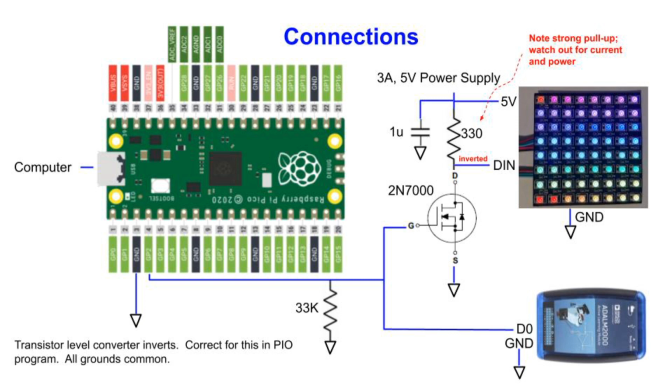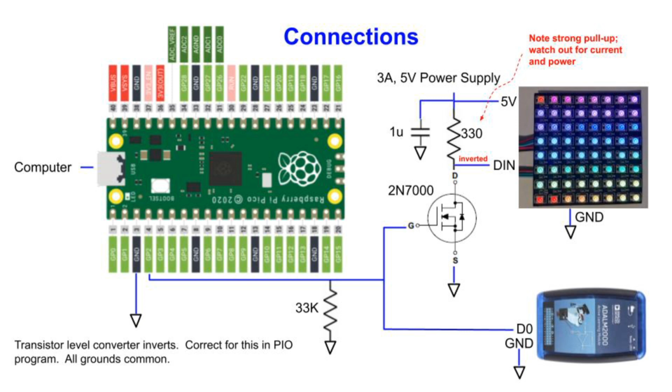I'm using a 2N7000 NMOS transistor in open drain mode. And you can see that the pull-up resistor, 330 ohms, is pretty strong. That's necessary to make the signals change fast enough. In addition, there's a 33K pull-down just to stabilize the system when starting out.